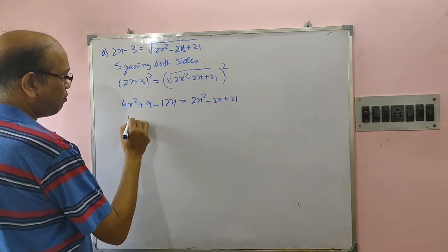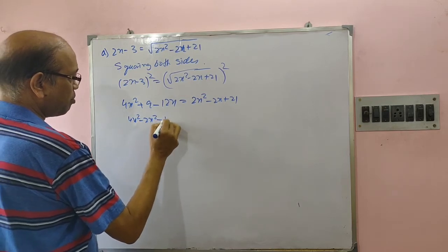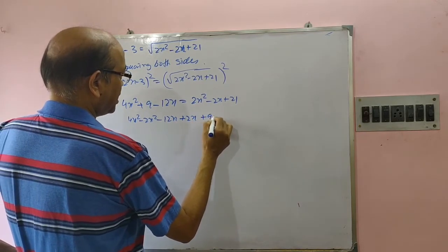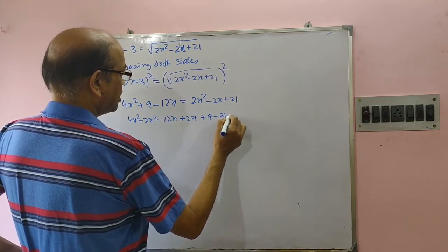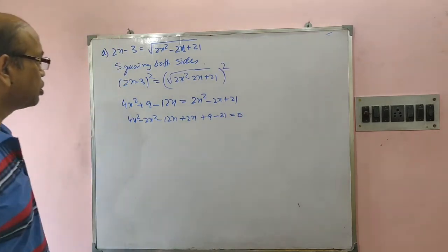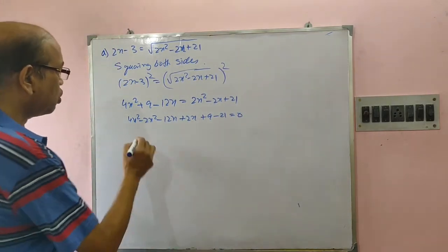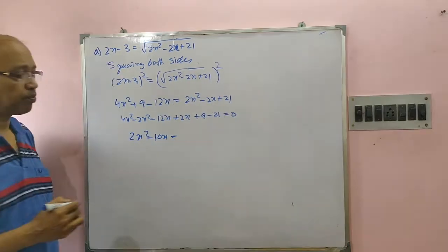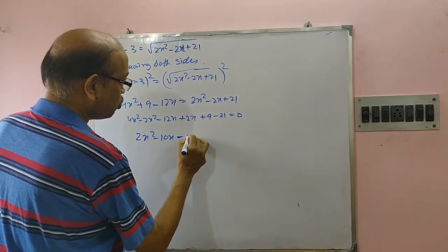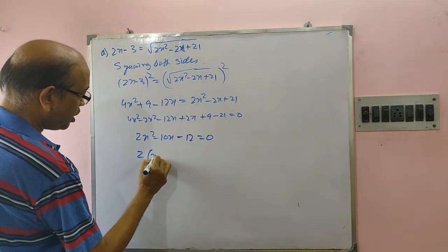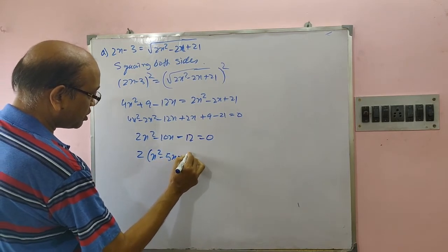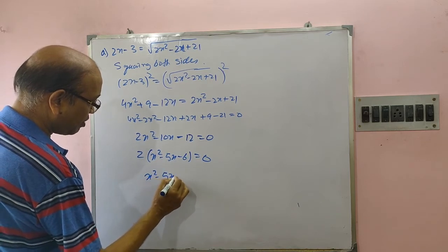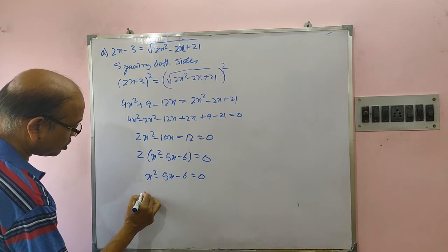So I get 4x square minus 2x square minus 12x plus 2x plus 9 minus 21 equals to 0. Or I get 2x square minus 10x minus 12 equals to 0. We take 2 common. x square minus 5x minus 6 equals to 0, which means 2 cannot be 0.